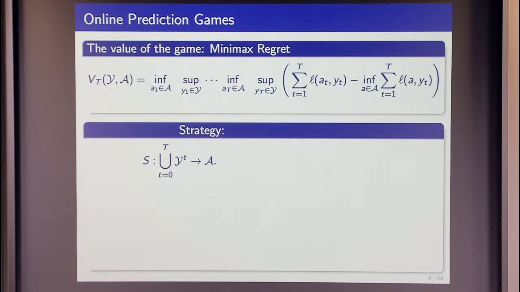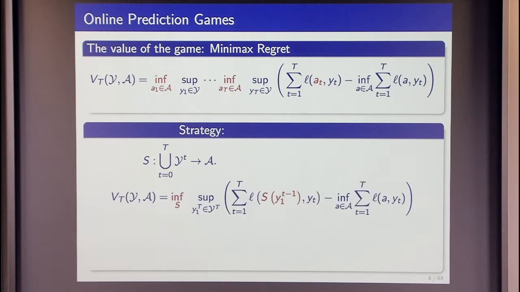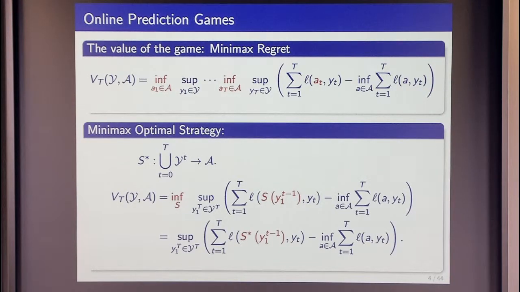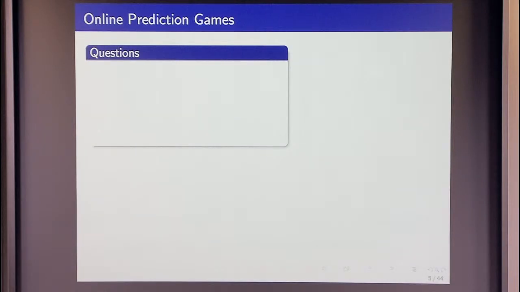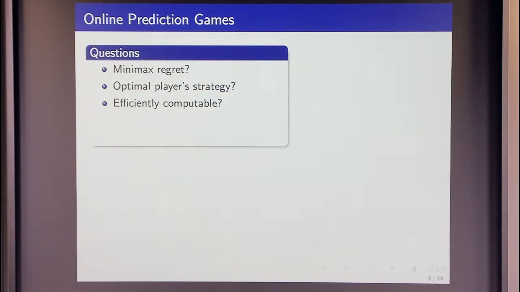And a strategy is a mapping from what we've seen already, the sequence of outcomes, to our choice of action. So we can think of the inf there as, for a given strategy, having seen this sequence of outcomes y_1 through y_{t-1}, we make some choice of what's the right action to play. And so a minimax optimal strategy is the mapping that actually achieves the value of the game. It minimizes over strategies the maximum over those sequences of outcomes. Okay, so we want to know what's the minimax regret, what's an optimal player's strategy, and an optimal adversary strategy.